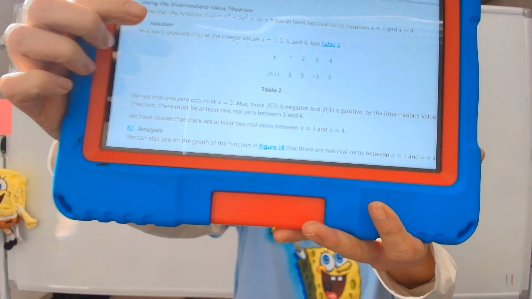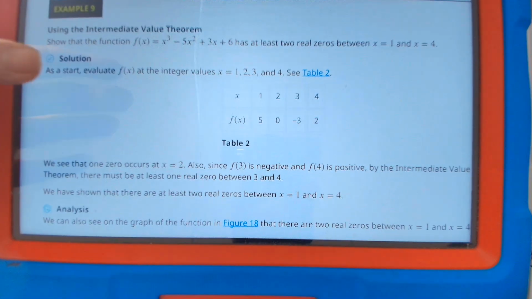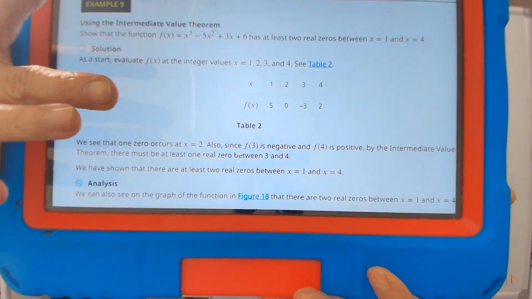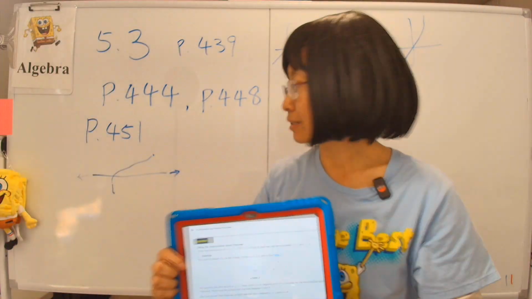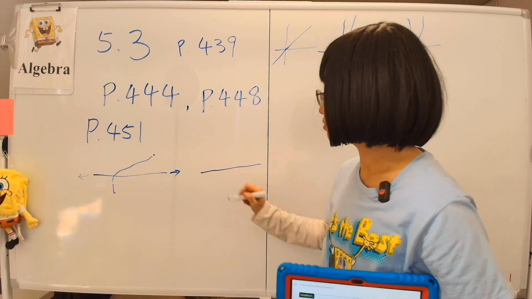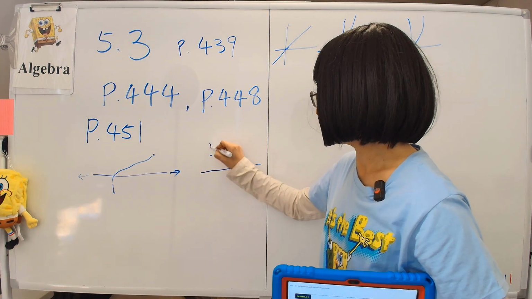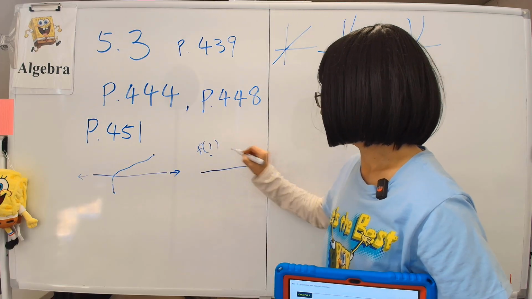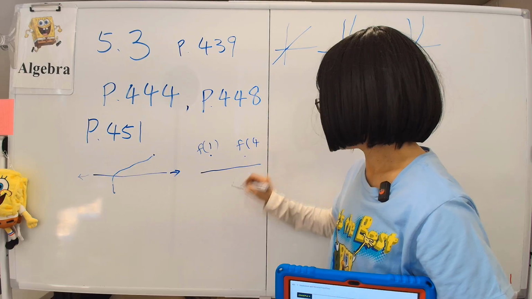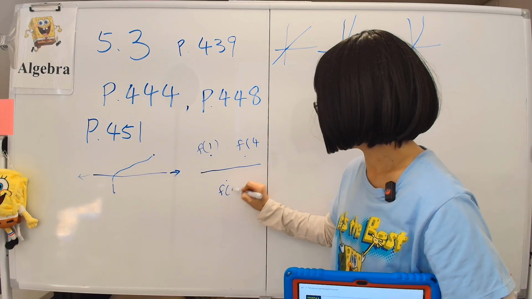So let's try something else. We'll calculate f of 3. Now f of 3, you notice, does end up being a negative number. So at that point we are done, because we have to show there are 2 real zeros. So f of 1 is positive, okay? F of 4 is also positive, over here. But f of 3, which is in between them, is down here, negative.